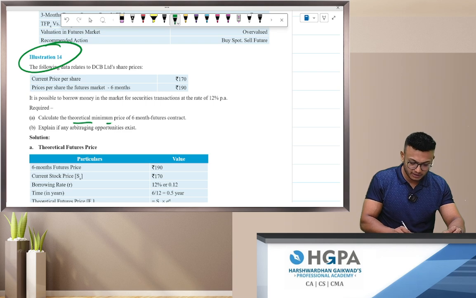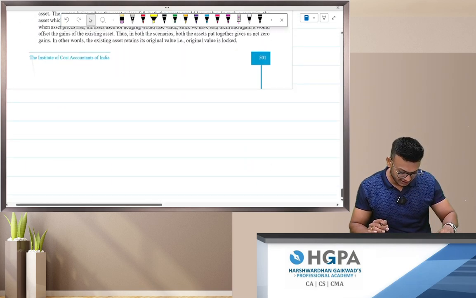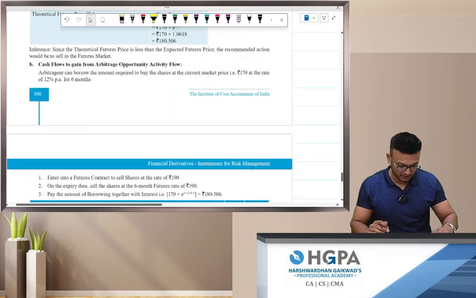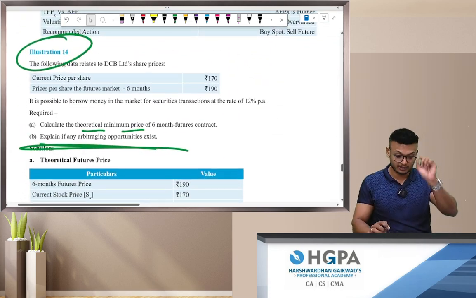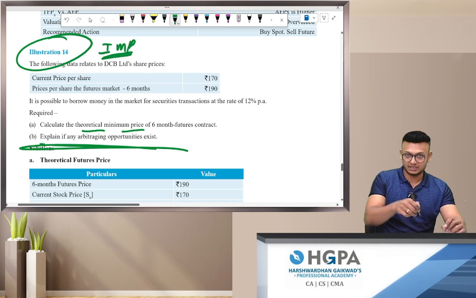We need to compute the theoretical market price and also show whether any arbitrage opportunity exists or not. We'll do this question. I think it's the last question. After this, it ends. Okay? Pay attention now, it's important. If you want to practice the arbitrage question, this is the most important.